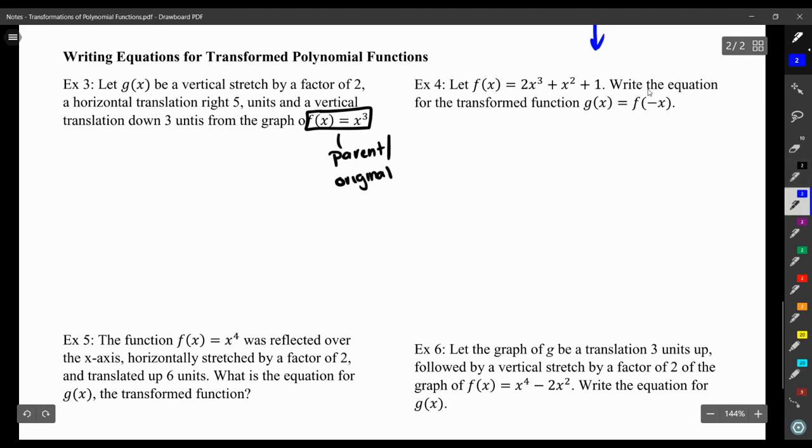Now, what are we doing to this? We are going to take this one by one. There doesn't say an actual order, so we're just going to do it in the order that it shows. So first thing is a vertical stretch by a factor of 2. Well, a vertical stretch is the value of a.